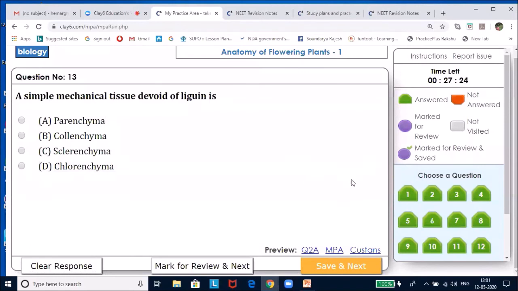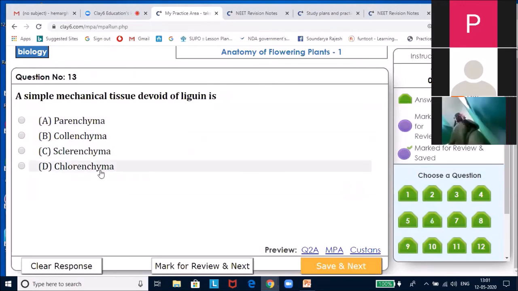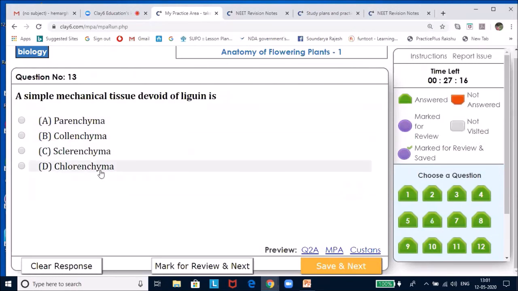Now, simple mechanical tissue devoid of lignin. So collenchyma. See here, parenchyma and chlorenchyma. Chlorenchyma is nothing but a parenchyma cell with chloroplast, so eliminated. Parenchyma also does not provide any mechanical support, so you can eliminate. Collenchyma and sclerenchyma: collenchyma is not made up of lignin, sclerenchyma is made up of lignin. So the choice is collenchyma.